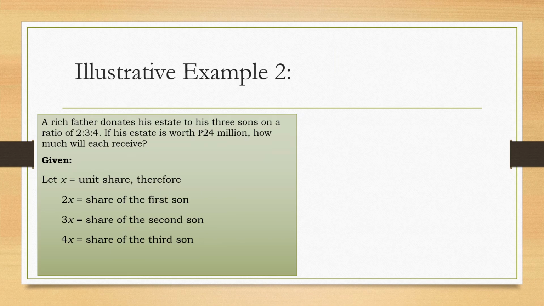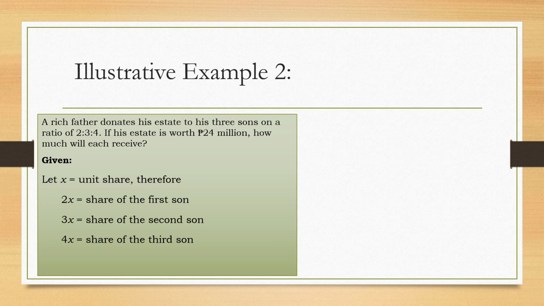For our further understanding, let us illustrate another example. Let us read. A rich father donates his estate to his 3 sons in a ratio of 2:3:4. If his estate is worth 24 million, how much will each receive? So here are the given. We will let x be the unit share. So therefore, 2x is the share for the first son, 3x is the share for the second son, and 4x is the share of the third son.